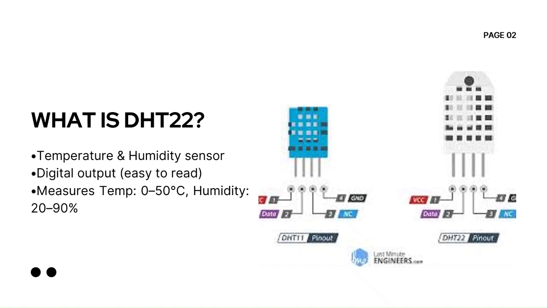The DHT22 is a temperature and humidity sensor. It is more accurate than the DHT11 and can measure wider ranges, from -40 to 80 degrees Celsius and humidity up to 100%.